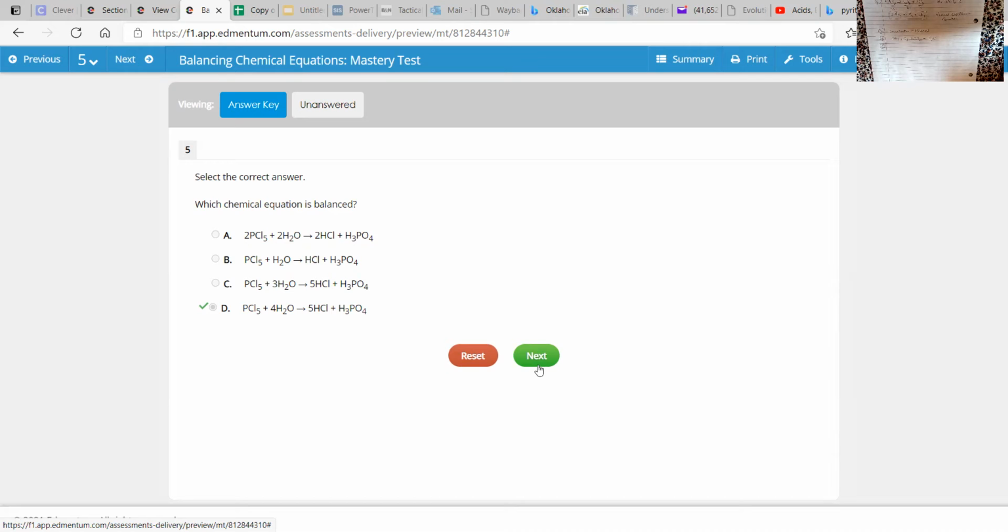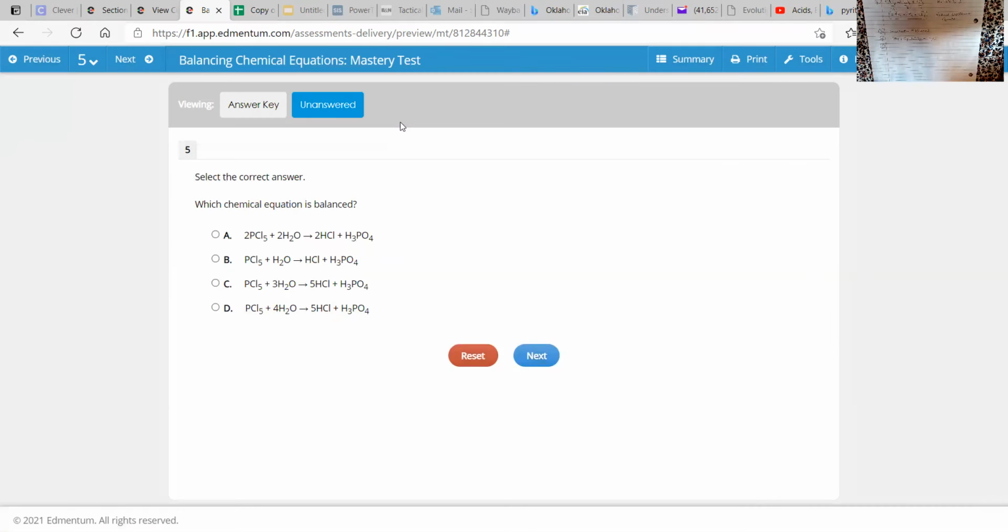Which chemical equation is balanced? Looks like D. Let's see why. For H2O.